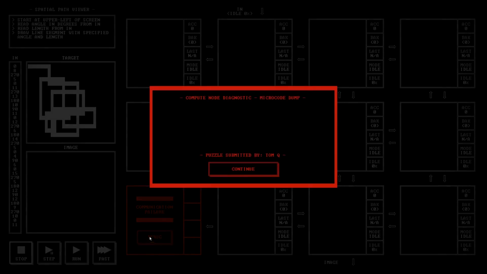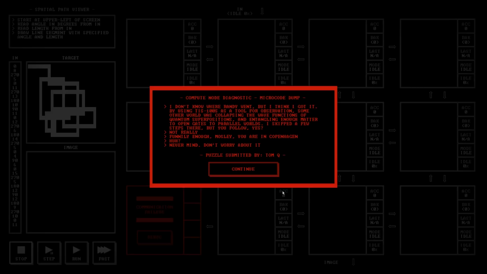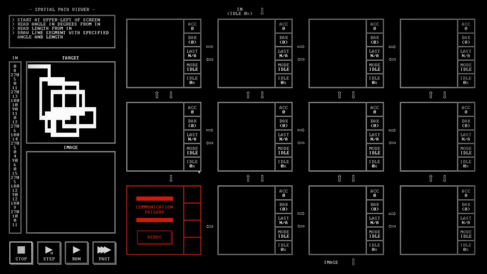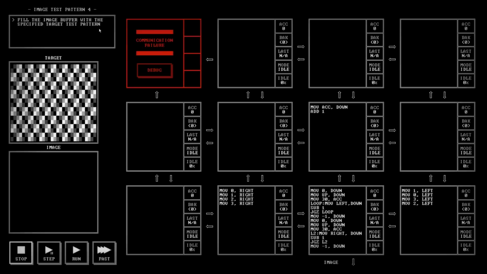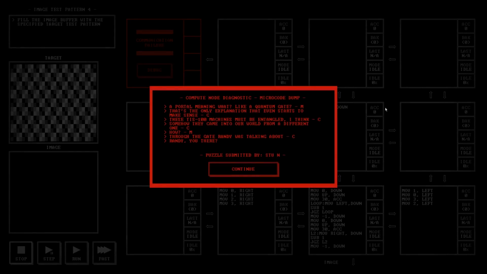Oh, hey, there's one of these. I don't know where Randy went, but hang on, was there one of these in the previous one that I totally ignored? There was. Whoops. A portal meaning what? Like a quantum gate? That's the only explanation that even starts to make sense. Right, Mosley, Carroll. It took me a moment to remember the names. These TIS-100 machines must be entangled, I think. Somehow they came into our world from a different one. How? Through the gate Randy was talking about. Randy, you there?